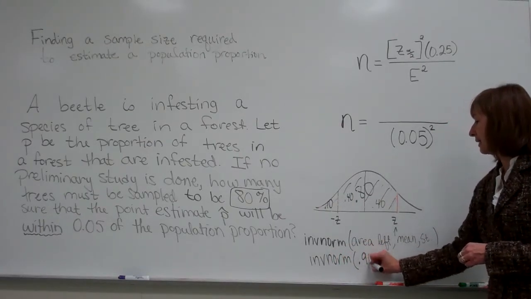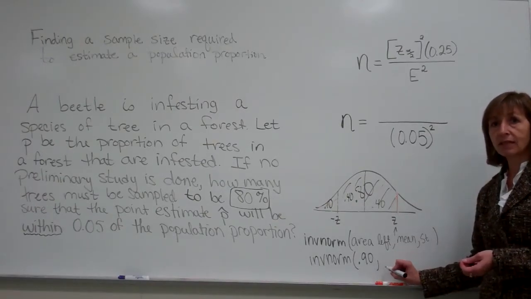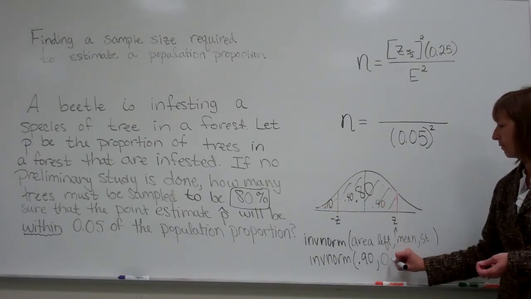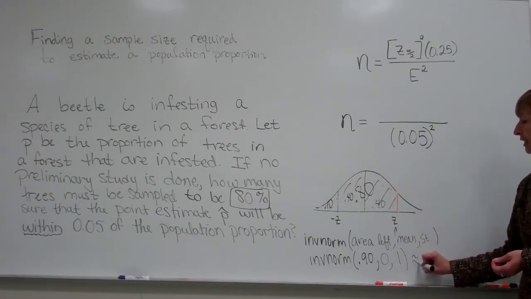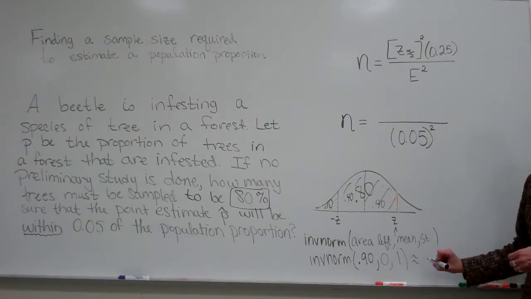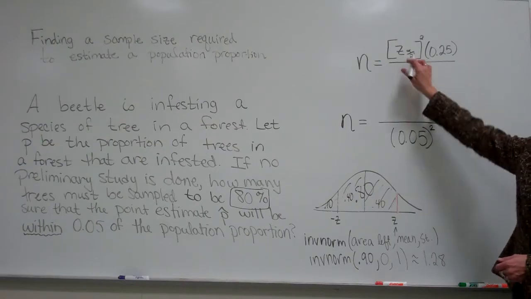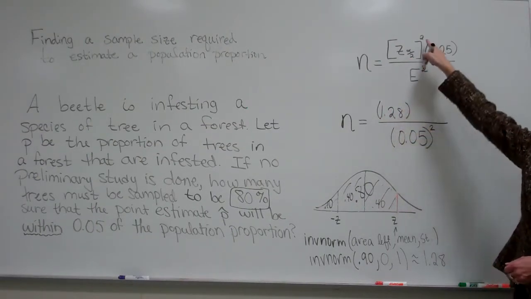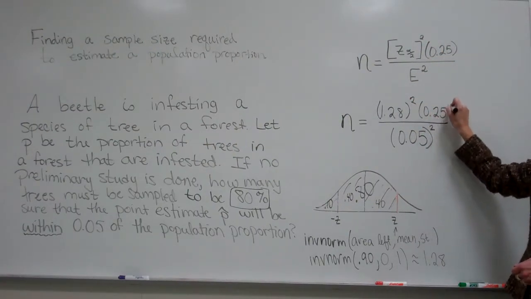So we're going to go INV norm of 0.90, comma, the mean of the standardized score, the standard normal curve, is 0, and its standard deviation is 1. So when you put that into your calculator and then you push enter, it's about 1.28. So that's what we're going to put into our z sub alpha over 2, 1.28, and that's squared, and then times the 0.25.